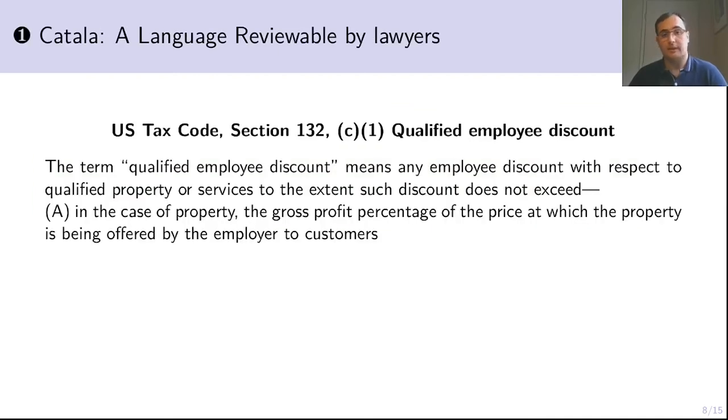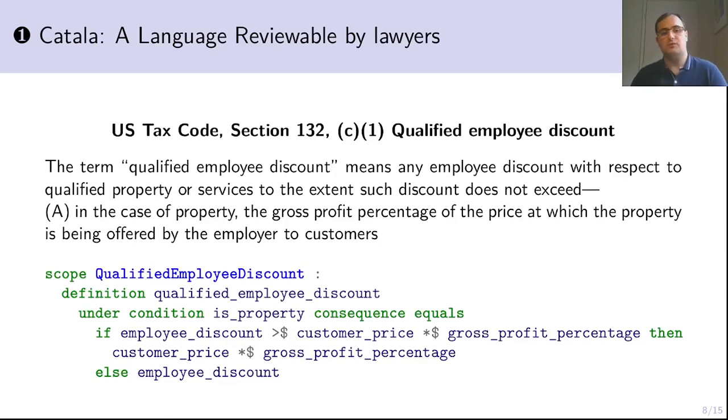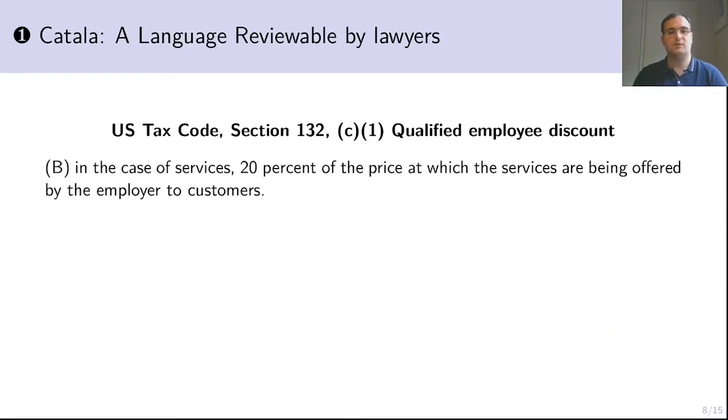This language is called Catala, and I'm going to present an example of what it looks like on a section of the US tax code. As you can see, the idea is really to mix code and law in a very tight fashion. So we take one sentence of the text of the law and then embed a snippet of Catala code that directly translates this sentence. Here, this example is split into two parts. There's paragraph A, which defines a qualified employee discount in a certain case, and then there's paragraph B that defines it in another case.